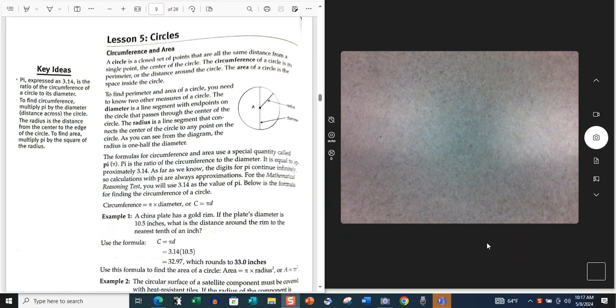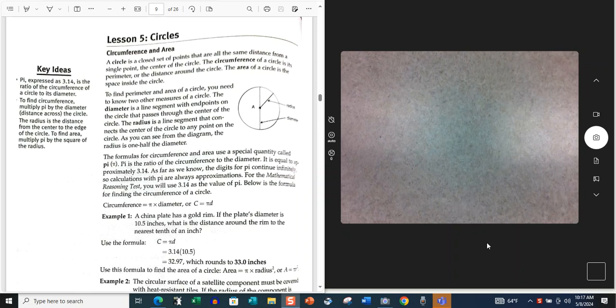A circle is a closed set of points that are all the same distance from a single point, the center of the circle. The circumference of a circle is its perimeter, or the distance around the circle. The area of a circle is the space inside the circle. So basically, the circumference deals with the perimeter of the circle. That's a fancy way of saying the perimeter of a circle. And then the area is just the area.